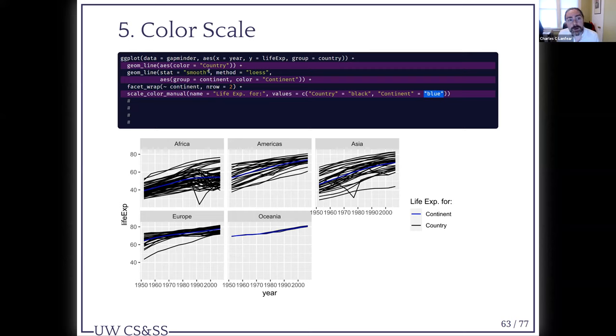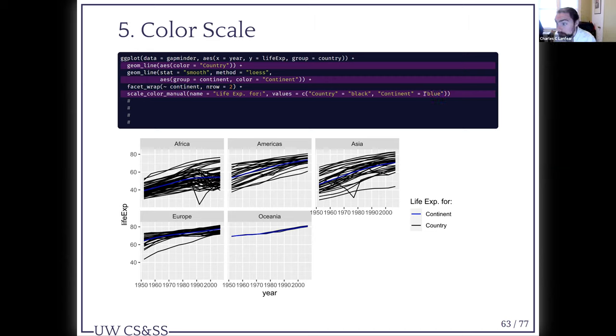Okay. Then I went up here and said, geom line, the first one, which is the country level data, aesthetic, set its color equals country. This is not actually a setting aesthetic. This is a mapping aesthetic of a weird type. What it's doing here is, when it gets to scale color manual, it's going to go back up to these geom lines and say, where color is equal to country, I assign the value black. Where color is equal to continent, I assign the color blue.